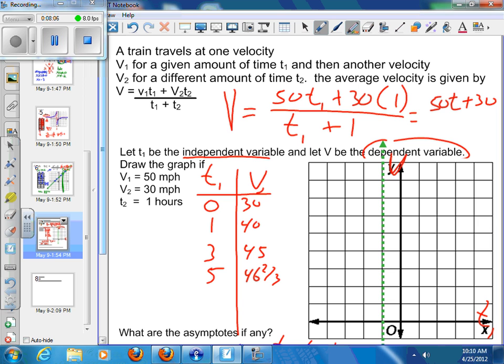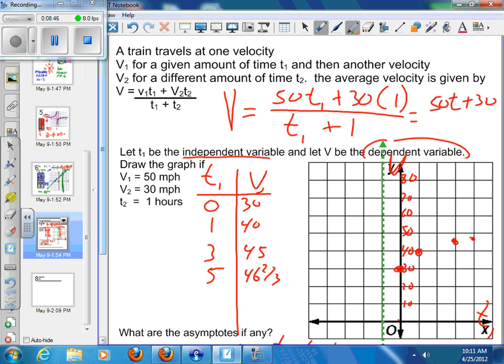So let me plot in the points we have so far. At 0, we're at 30. So maybe I need to count by tens here. So 10, 20, 30, 40, 50, 60, 70, 80. And I'm just going by ones in my x direction. So at 0, I'm at 30. At 1, I'm at 40. At 3, I went to 45. At 5, I went to 46.